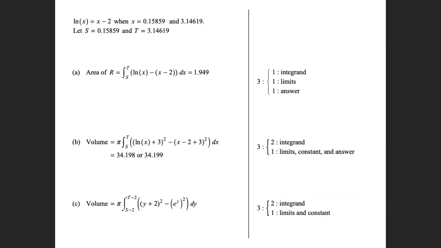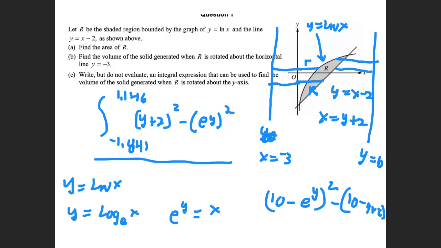So let's see if we got that one right here. So that was part C. I don't know why they put s minus 2 or t minus 2. It's just the y values. And then y plus 2 squared minus e to the y squared. And that was 3 points for that. Oh, I forgot. They probably would have nicked me a point because I did not put, like I always don't, the pi out front. That is important. You need that in there. Okay, so that is the new material for this week.